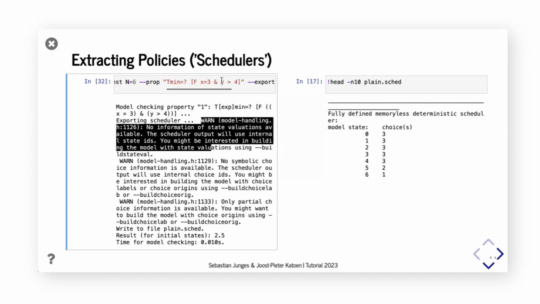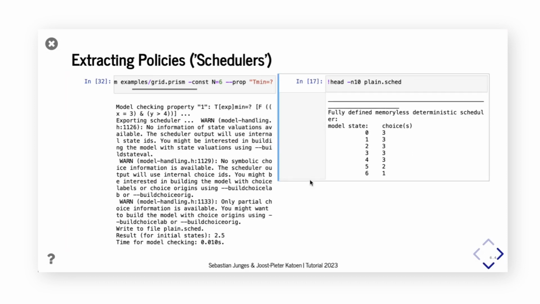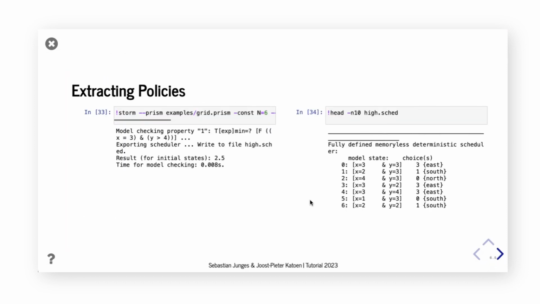We only provided this prism file. So this is hard to use. Instead, what we suggest to do is we can tell the model checker to annotate all these states with information and also all the actions with information that reflect to the prism file. That induces a little bit of overhead. That's why we are not doing this by default.